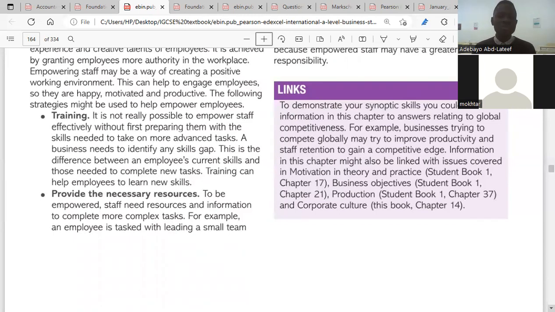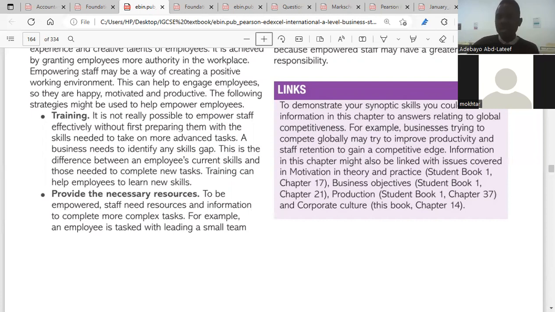Another way to use strategies of empowerment is to provide the necessary resources. How do you provide necessary resources to your workers? Give them information that they need. Give them the information that would be needed to carry out their function. When you empower them, give them information that is needed to carry out those tasks that are complex. So here I go. Provide the necessary resources. This involves giving staff necessary information to complete more complex tasks. So that's another way to use strategies of empowerment.